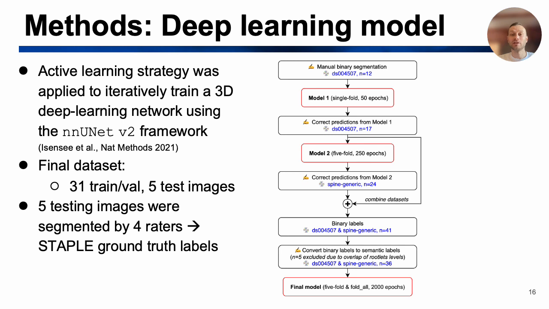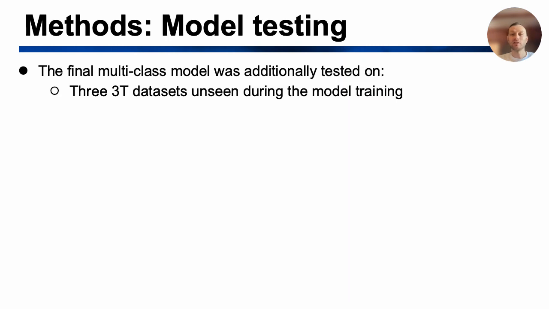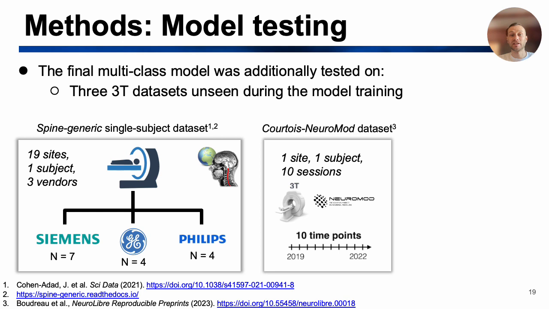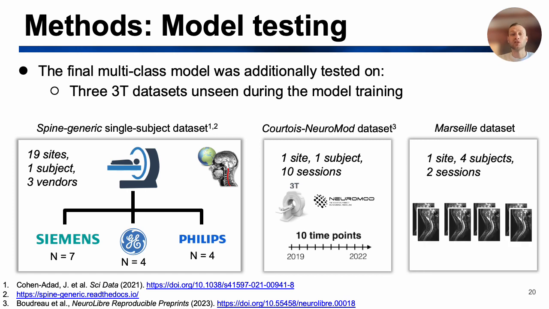using the STAPLE algorithm. The final multi-class model was additionally tested on 3 datasets unseen during the model training. The first testing dataset was the spine generic single subject dataset, consisting of a single subject scanned at 19 sites on scanners from 3 vendors. The second testing dataset was the Kurtosis Neuromod dataset, which contains a single subject scanned on the same scanner 10 times. The third testing dataset was a private Marseille dataset containing 4 subjects, each with 2 sessions.